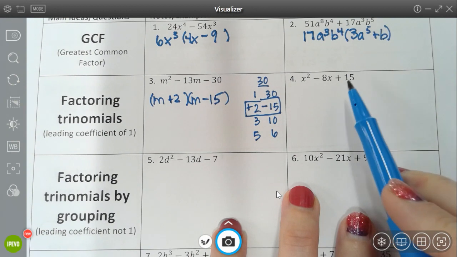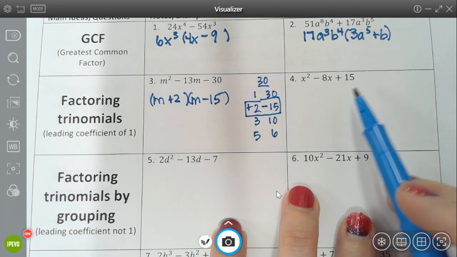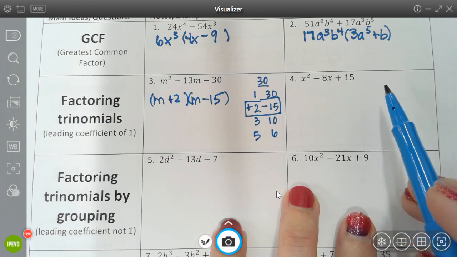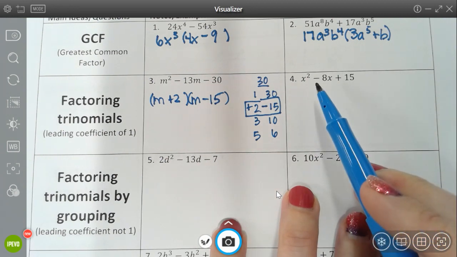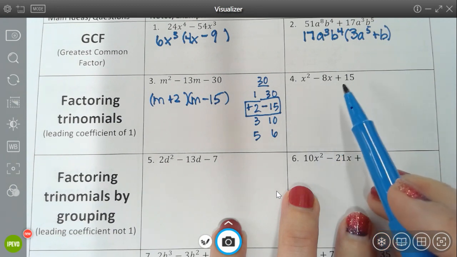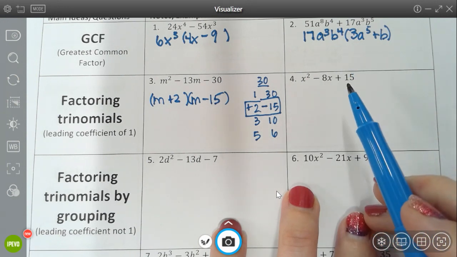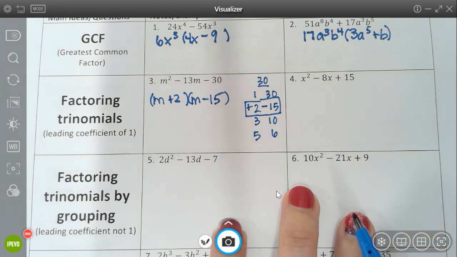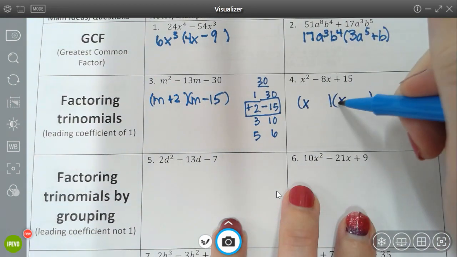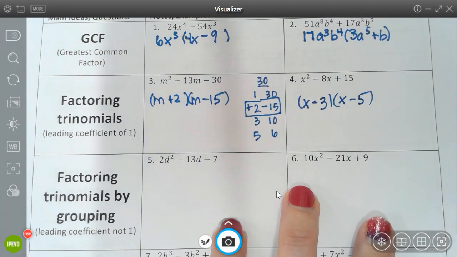Now, when the last number is positive, as in example 4 here, the way to multiply two numbers to make a positive 15 is either to take a positive times a positive or a negative times a negative. And what we do is we look at that middle term, and that's going to help us decide. The only way I'm going to get this to be a negative and this to be positive is if I multiply two negative numbers together. So I want numbers that multiply to make 15, but add to give me a negative 8. Numbers that multiply to make positive 15 but add to give me negative 8 would be negative 3 and negative 5.